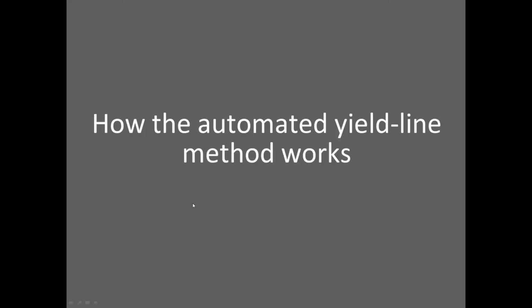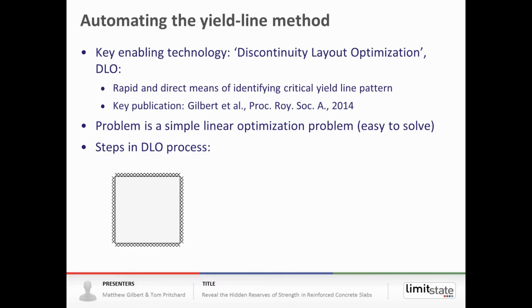Okay, so if we just turn to the slides, just a few words about how the automated yield line method works. The main enabling technology is something called Discontinuity Layout Optimization, or DLO for short. It's a rapid and direct means of identifying the critical yield line pattern. Details of the method were published in the Proceedings of the Royal Society in 2014. It turns out the problem is a simple linear optimization problem from a mathematical point of view. So that means it's easy to solve, which is why we get solutions very, very quickly.